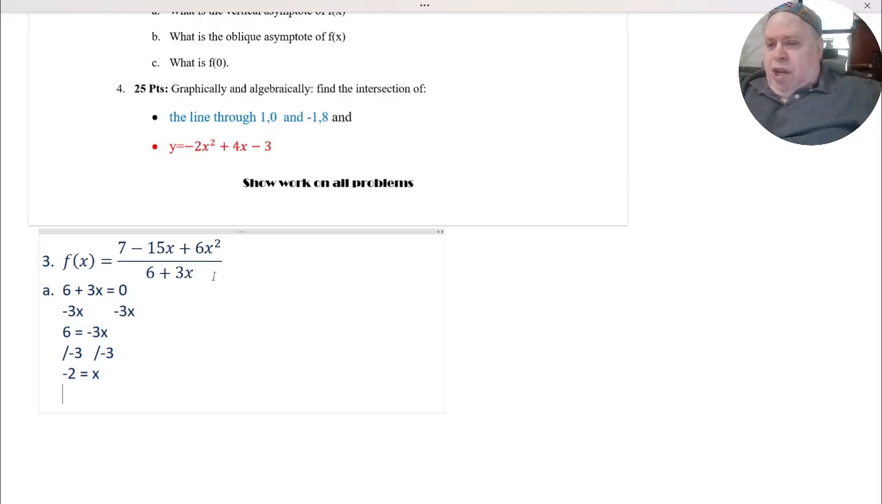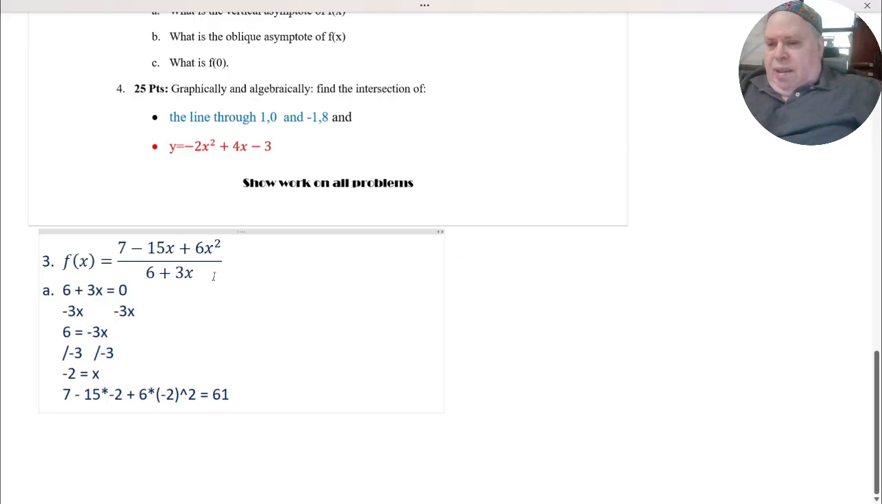And then we check that the numerator at minus 2 is not 0, so we know whether it's a vertical asymptote or a hole. We do 7 minus 15 times minus 2 plus 6 times parenthesized minus 2 squared. And hopefully we get 61, which is very much not 0.